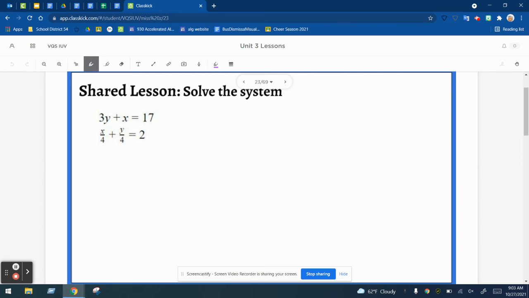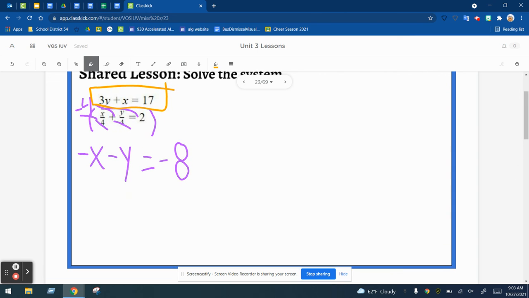Okay, I have a fraction for my second problem. So for this one, I'm going to multiply it to clear out my fraction. I also see that none of my values are opposites, so I'm going to multiply it by a negative number to make them opposites. So this is going to give me negative x minus y equals negative 8. And then let's take our top equation and rewrite it underneath so that our x and y's are lined up and that we can eliminate. So the x comes first, plus 3y equals 17.